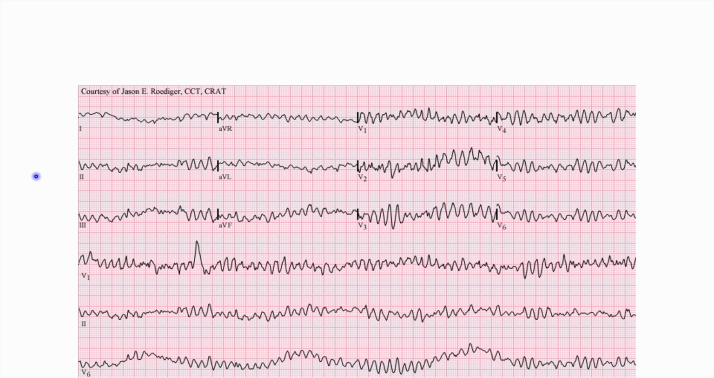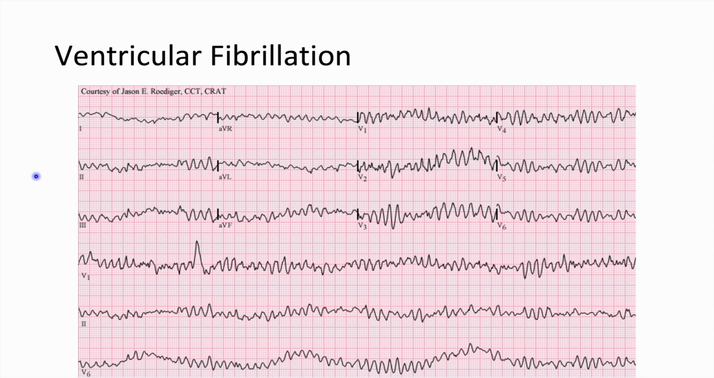How about this one? 3, 2, 1. This is ventricular fibrillation, or VFib. The way this one will typically get described is that everything's irregular. There are no discernible waves, no P waves, no QRS complexes, nothing. You just see a bunch of random squiggles. It is still squiggling, so it's not asystole, which is just a flat line, but you just have these random squiggles with no discernible waves.